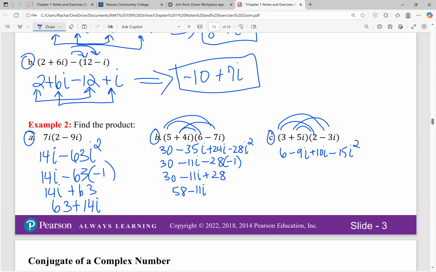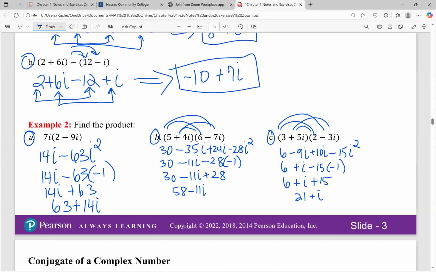So we're going to have 6. Now combine the negative 9i and the positive 10i, which is going to be positive 1i. And then minus 15 times negative 1, right? Because i squared is equal to negative 1. So we're going to have 6 plus i plus 15. And we could combine the 6 and the 15. And that's going to give us 21. And then plus i. So my standard form after I multiply out and combine is going to be 21 plus i.